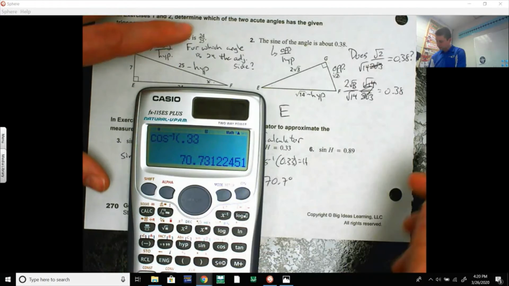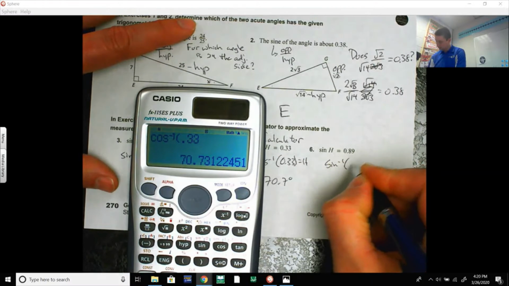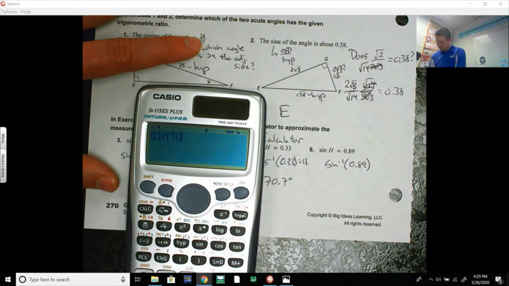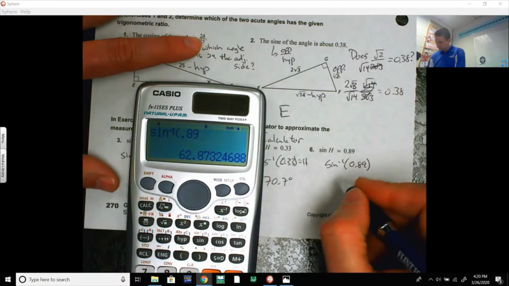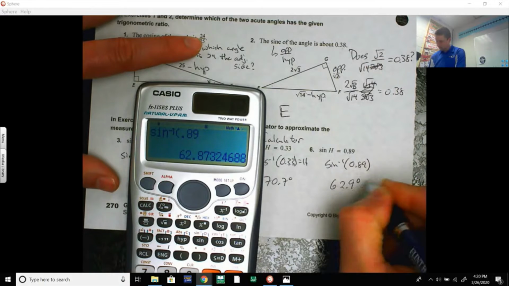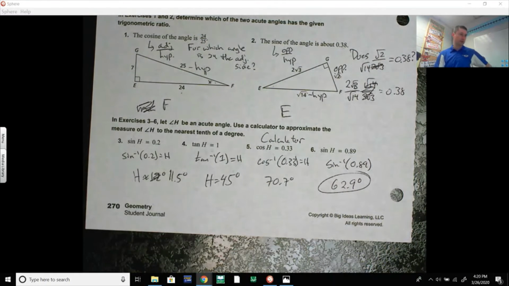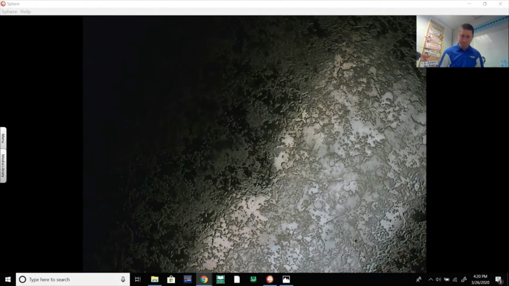So you're ahead of me a little bit. 0.89, so 62.9 degrees. Okay. Those you just plug it in. A lot of solving is what you're doing here. So let's get to the solving of a right triangle.